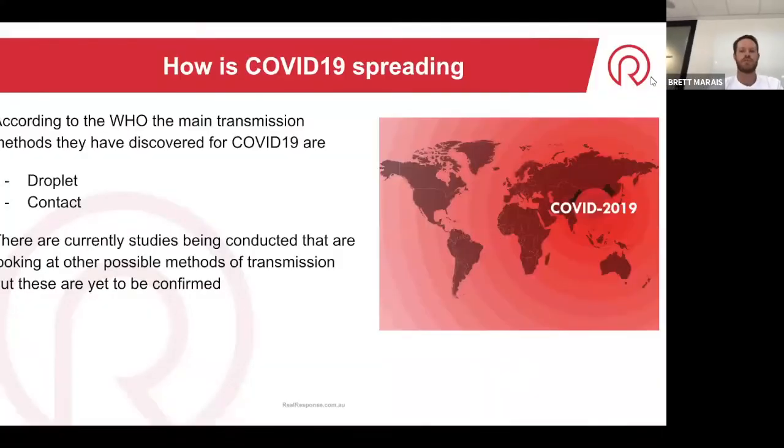So how is COVID-19 spreading? How are we actually going to catch this virus when we're out in the community, at home, on an aeroplane, in public places? According to the World Health Organization, the main transmission method they have discovered for COVID-19 is the droplet method and the contact method. There are currently studies being conducted that are looking at other possible methods of transmission, but these are yet to be confirmed.